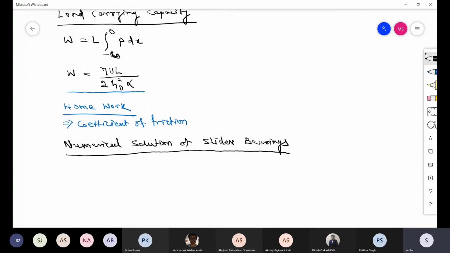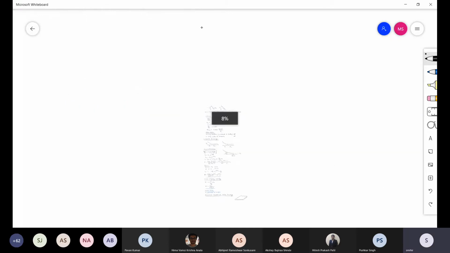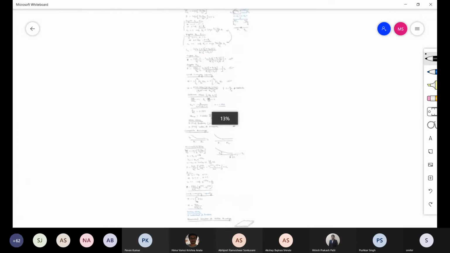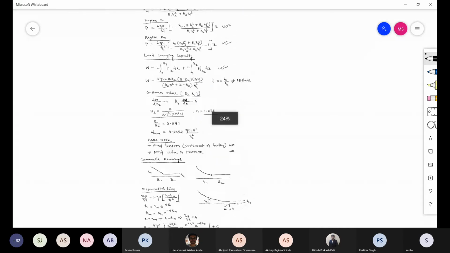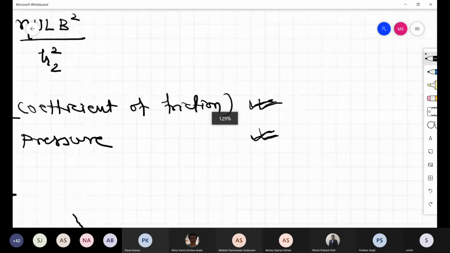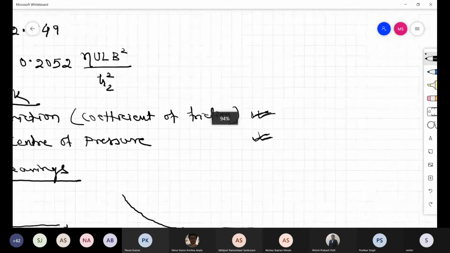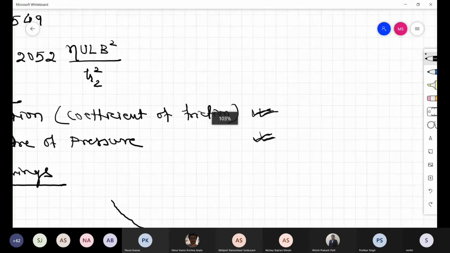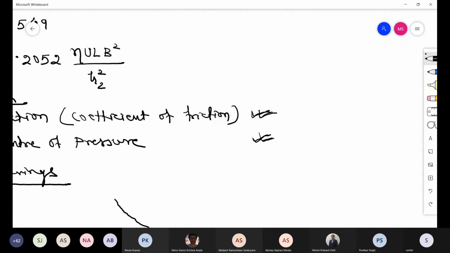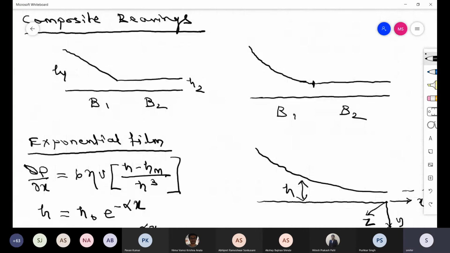So this is the same plane slider bearing that we discussed last class. This is a plane slider bearing, infinitely long.